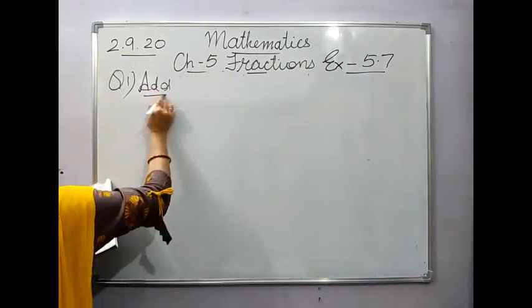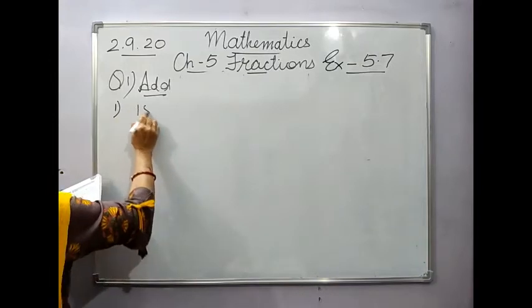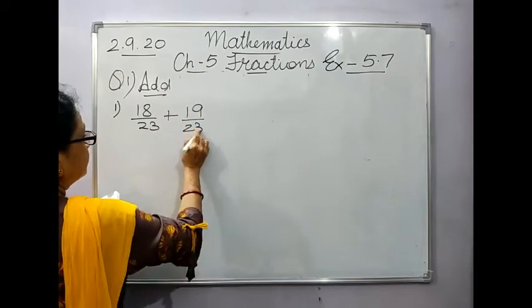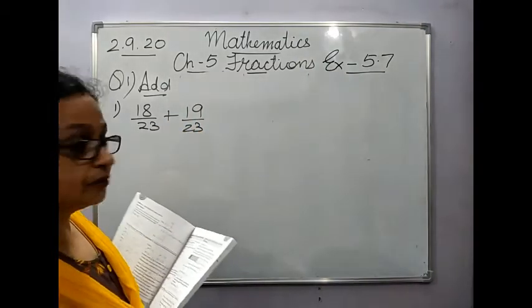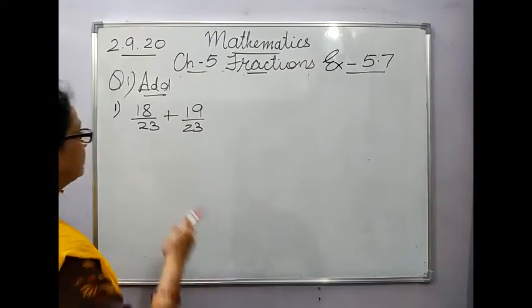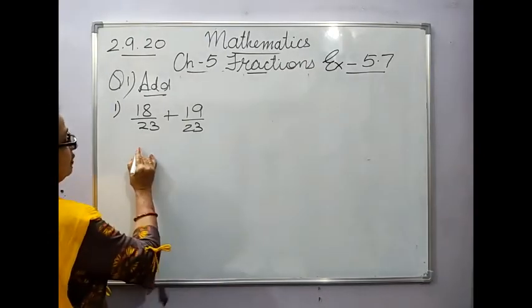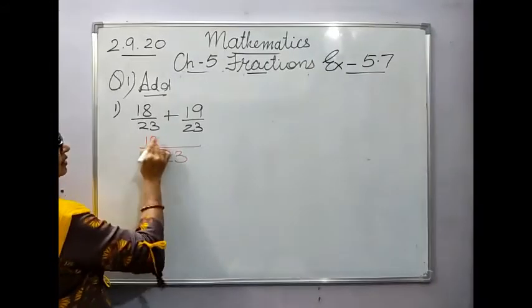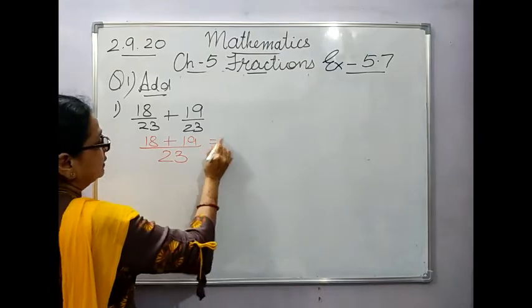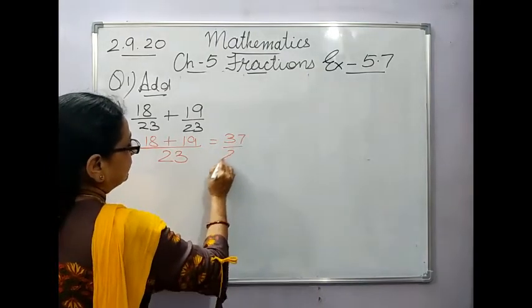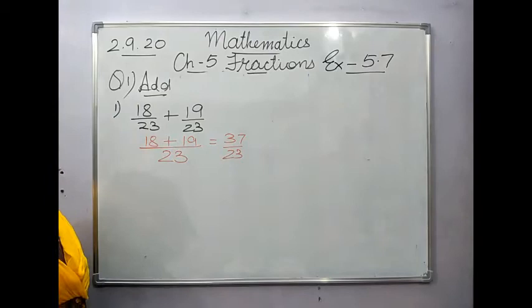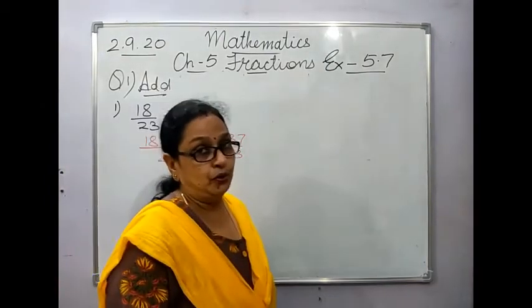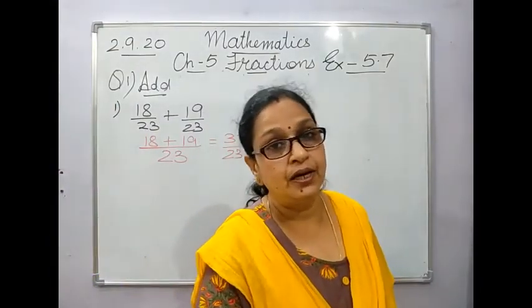Add. I'll be doing one sum for you. 18 upon 23 plus 19 upon 23. Now you know it's 23 in both the fractions, that means it is a like fraction. So we don't have to take out the LCM. We'll simply draw the line. Denominator will remain the same. 18 plus 19, it is 37 upon 23. Okay, 37 upon 23, is it a reduced term? No, that means you have to reduce it to the lowest term.